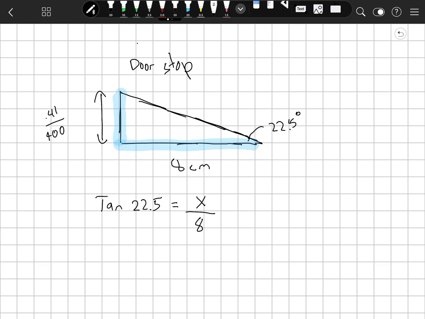Now we times that 0.41 by 8. So I'm timesing both sides by 8. That cancels out here. So times 8, and I get 3.31. So the height of our doorstop is 3.31 centimeters. And that's it. That's all there is to it. Let's try another one.